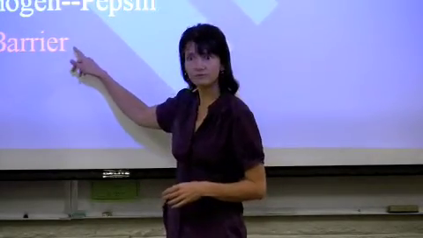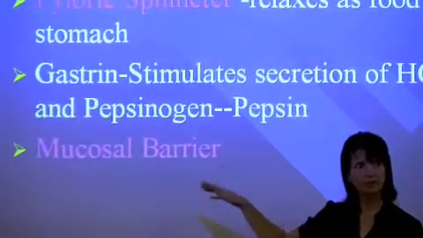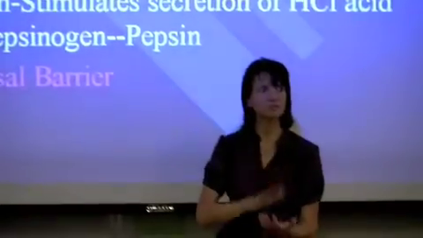One important feature of the stomach is that it has a mucosal barrier. That's what keeps it from getting eaten alive. Remember, the pH of 2 in the stomach is normal for that area. And why the stomach doesn't get eaten up is because it has a mucosal barrier which protects it.